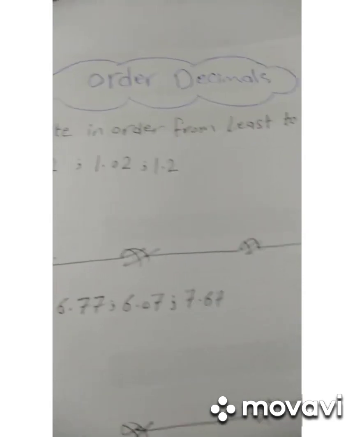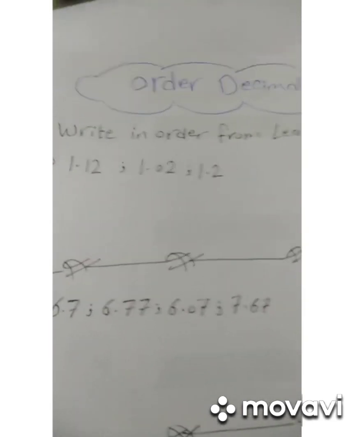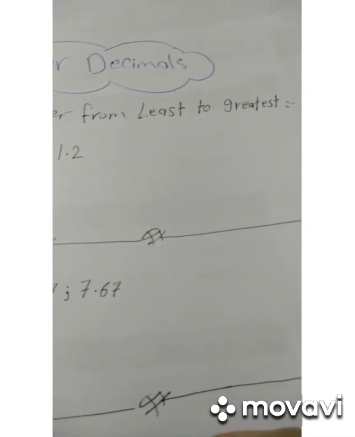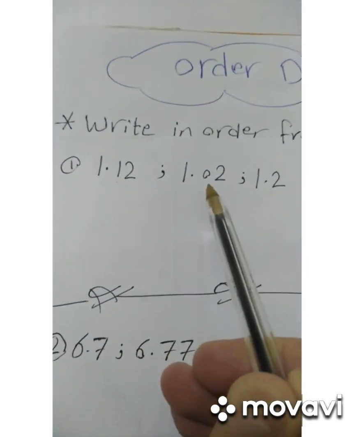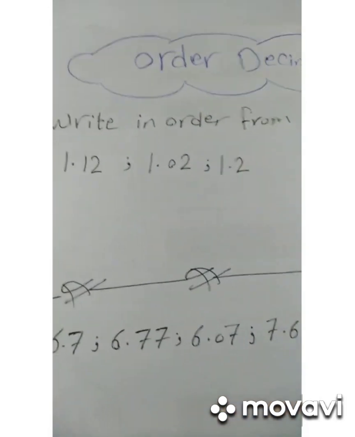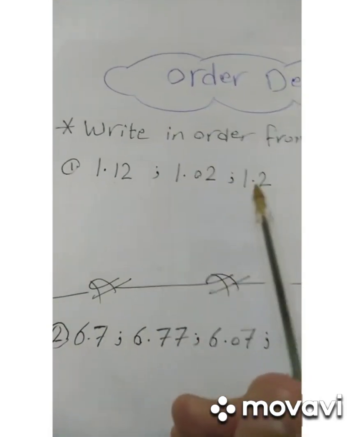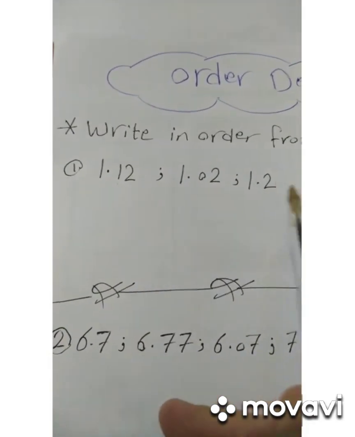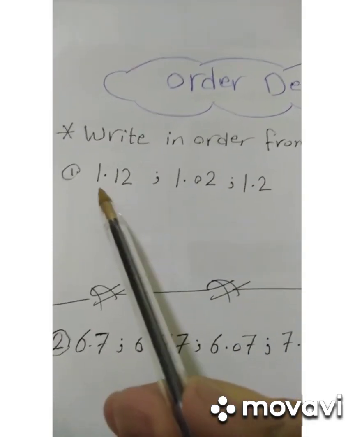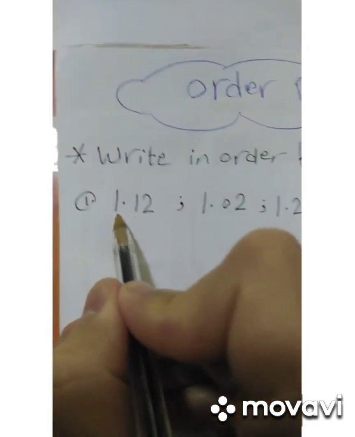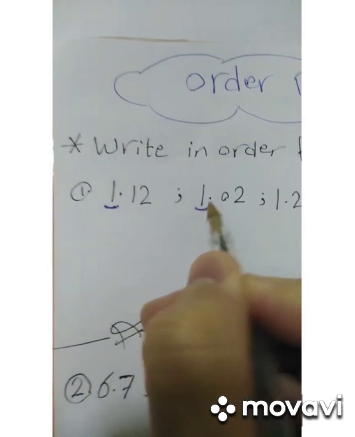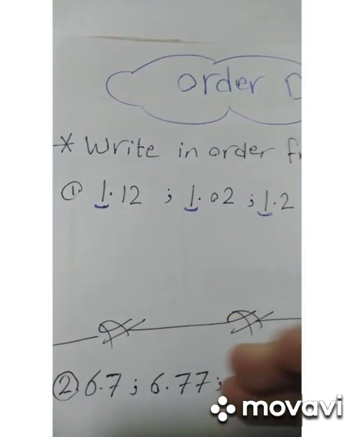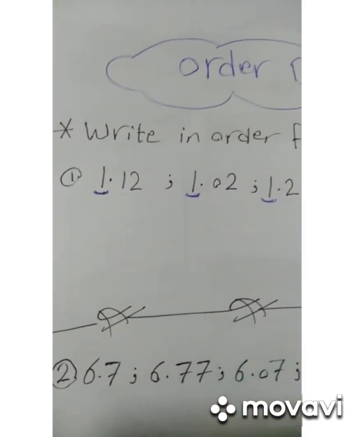Order decimals. Okay. The first example, write in order from least to greatest. Okay. Number 1. 1 and 12 hundredths, 1 and 2 hundredths, 1 and 2 tenths. If we want to arrange a set of decimal numbers, like these 3 numbers, okay, at first, we said before, look at wholes. The first whole is what? Is 1. And the whole in the second number is also 1. Whole in the third number is also 1.